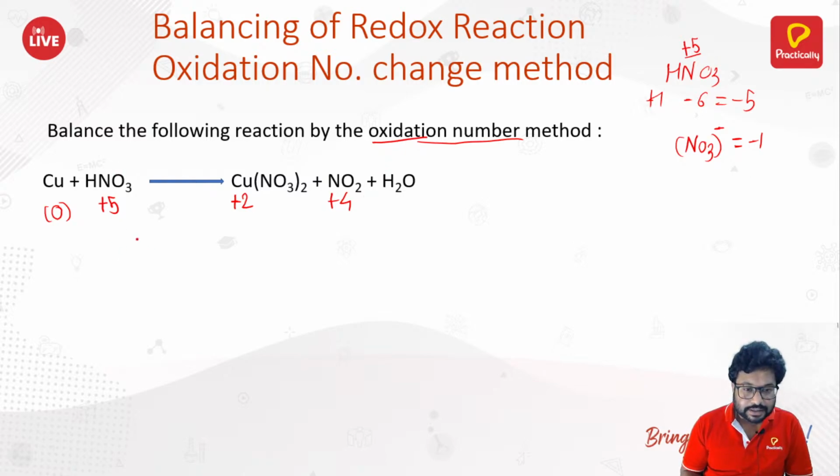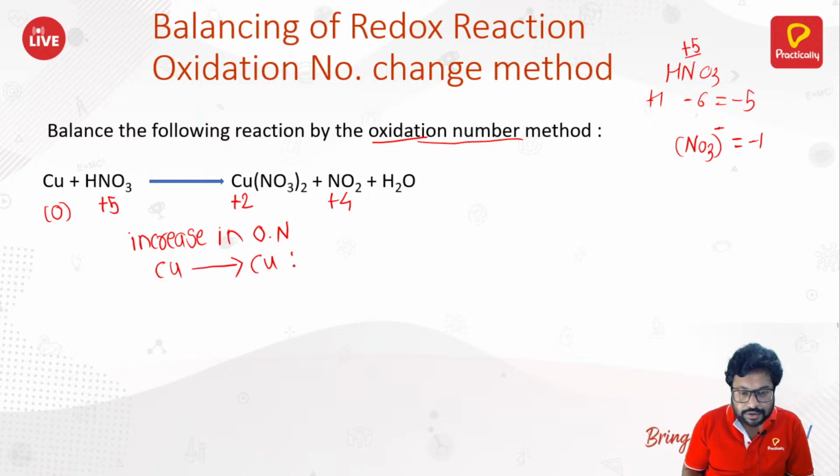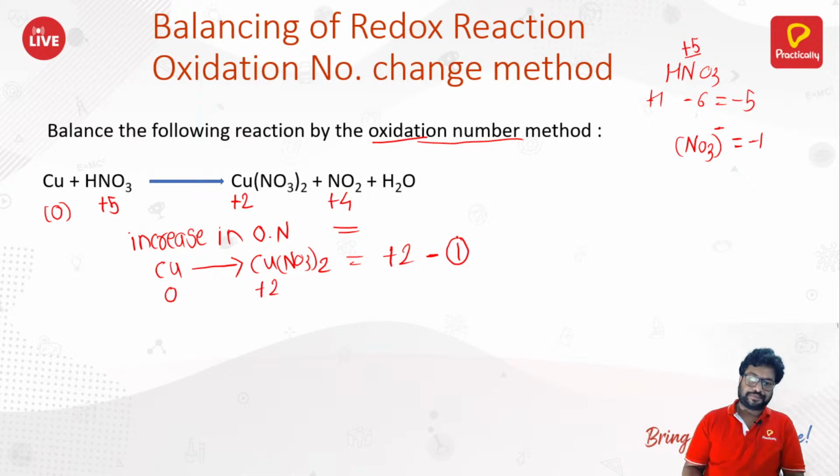First, increase in OS. OS means oxidation number. Okay, let's write ON only. Increase in OS is happening for copper. Copper is going from 0 to +2 in CuNO3. So increase in OS is equal to how much? It's a +2. That is your equation number 1.